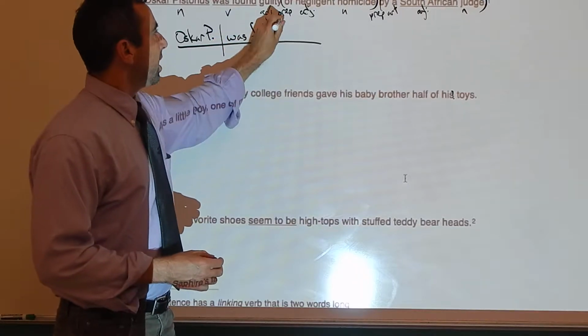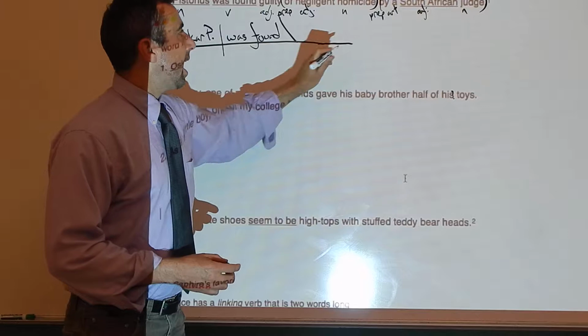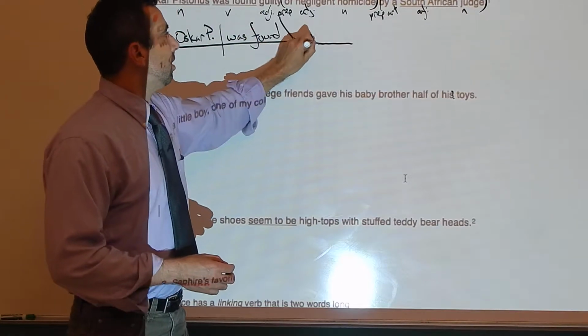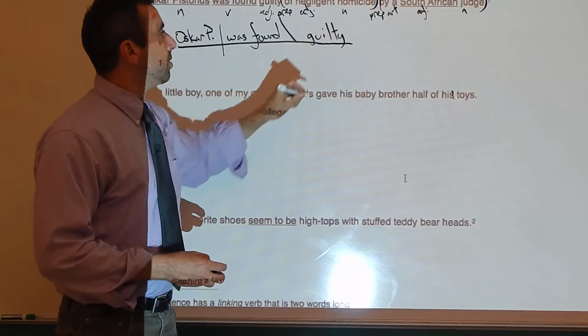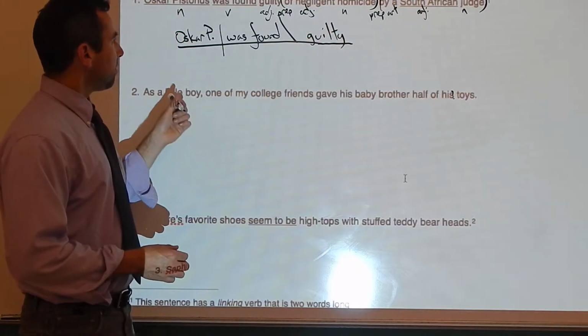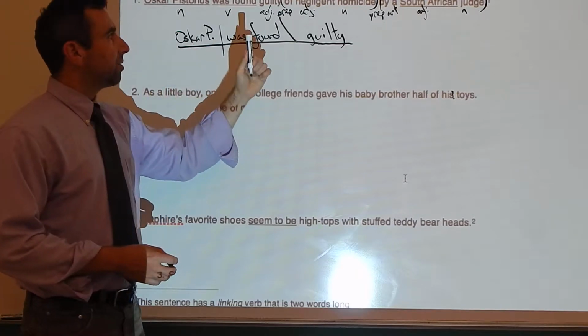Putting on the subject and the predicate, and a backward slanting diagonal line. That's what the main line with the predicate adjective looks like. Feel free to use your handout when you're doing this. This is rule of sentence diagramming number 1 right here. Oscar Pistorius was found guilty.